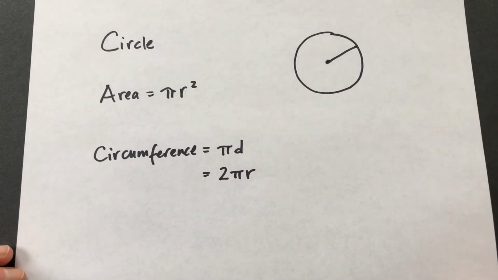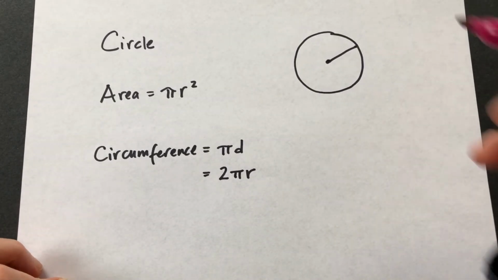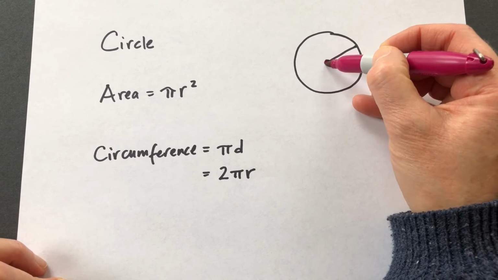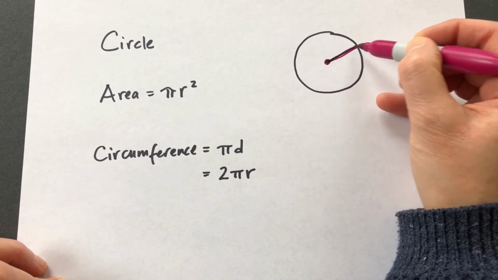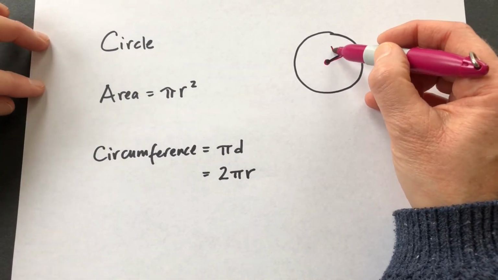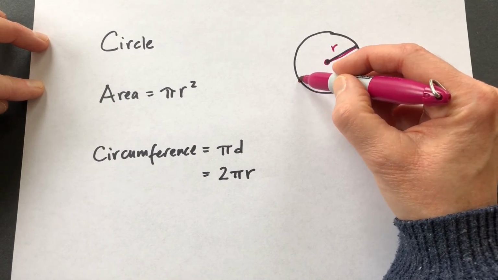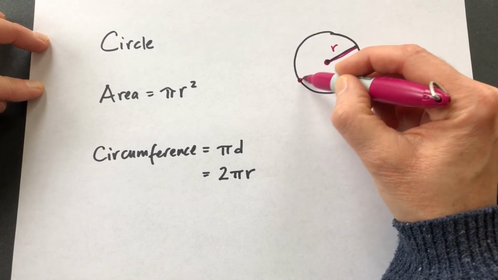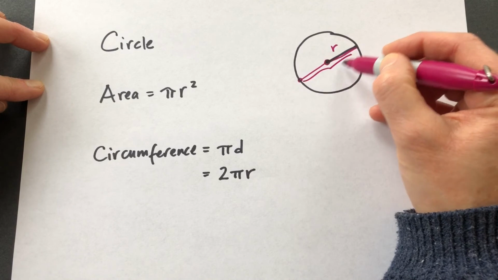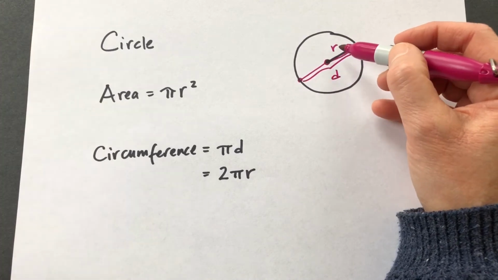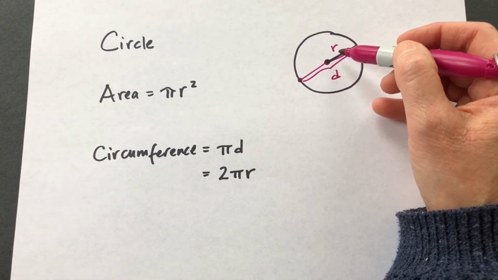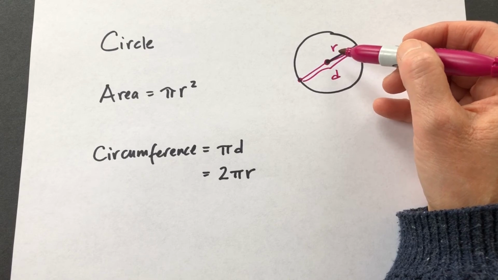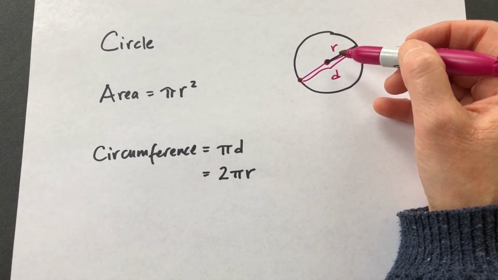With circles, you need to just keep in mind the different parts of a circle. If we go from the center to the edge there, that's the radius. And if we go from edge to edge of the circle through the center, that's the diameter. And the diameter is 2 times the radius. So to calculate the area of the circle, simply multiply pi times the radius squared.